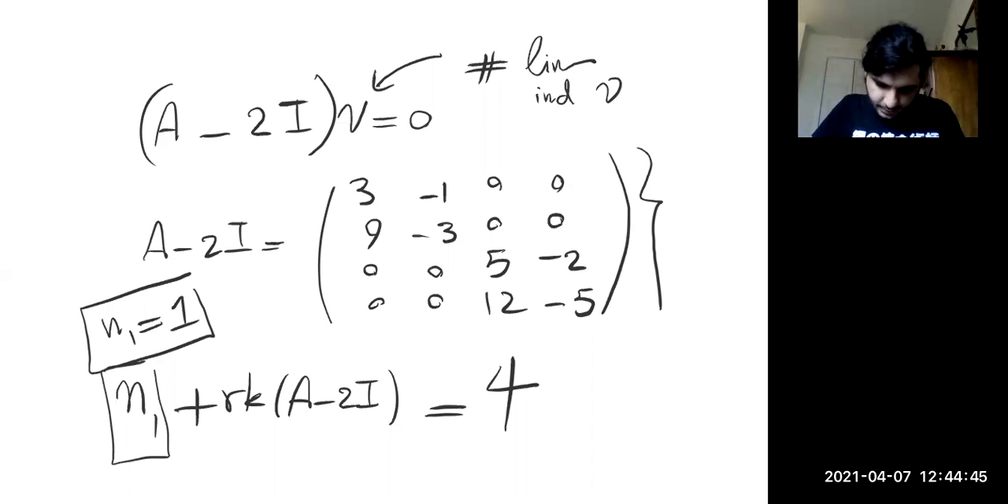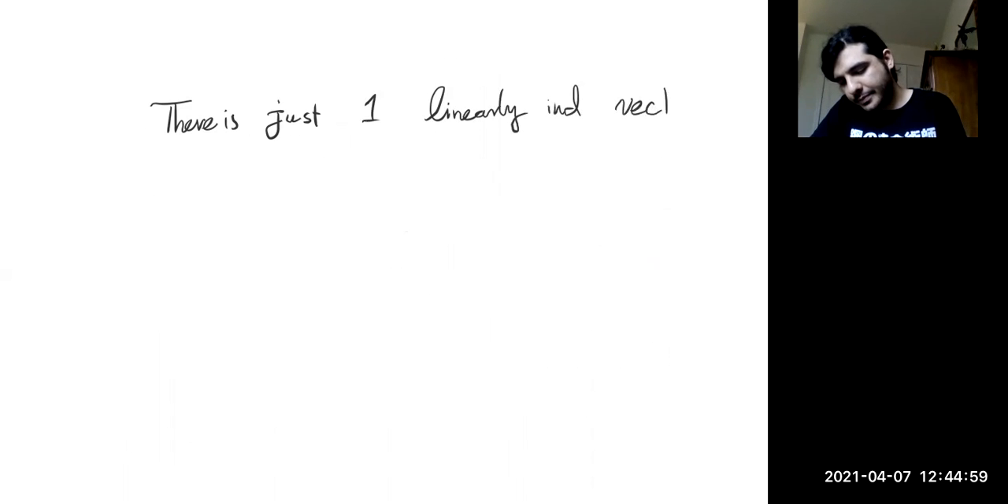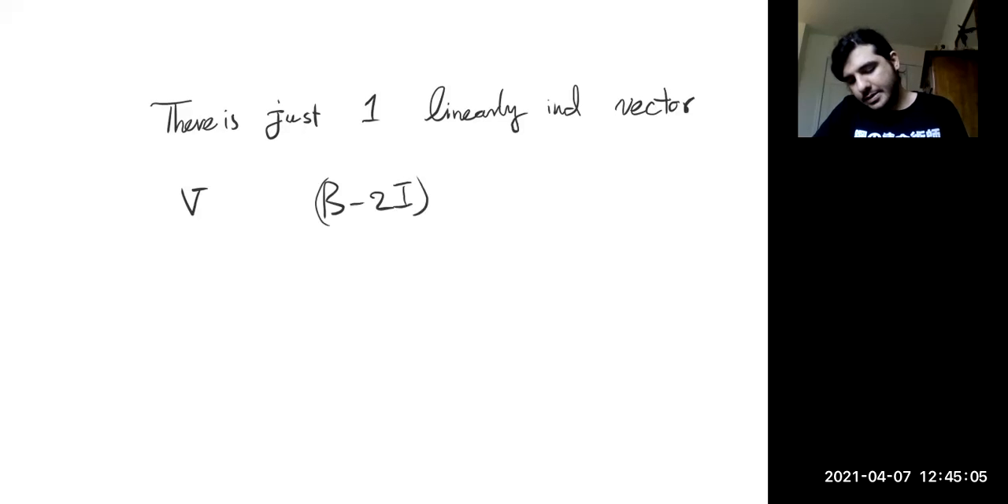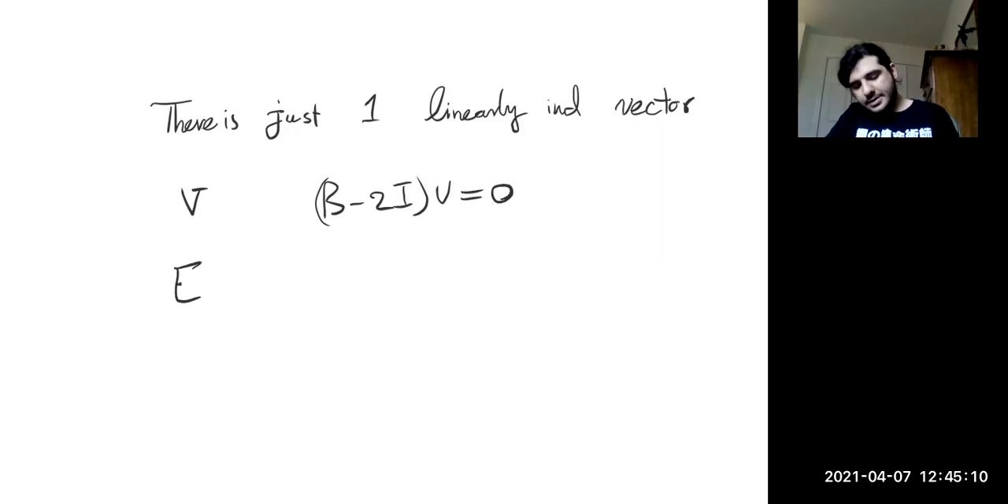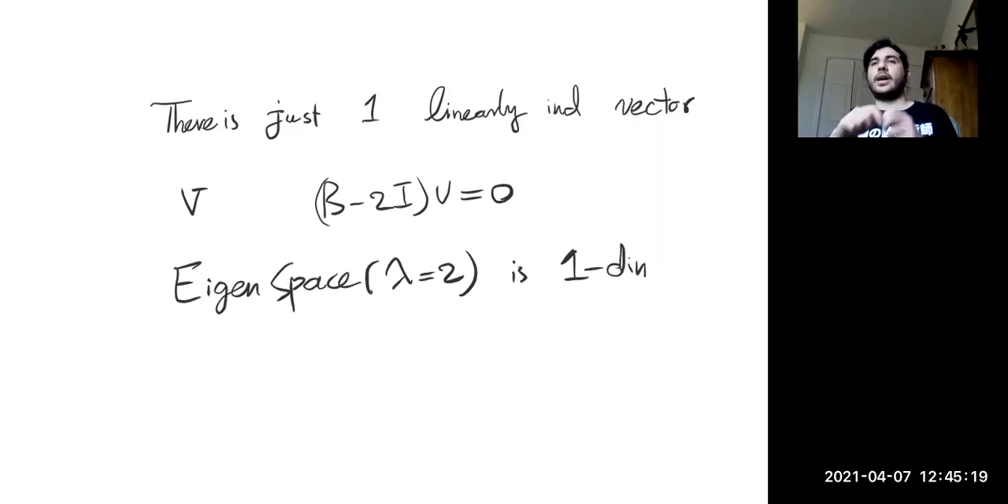So let's go to the next page. There is just one linearly independent vector V, which means V is non-zero, such that (A minus 2I) V is equal to 0. If I look at the eigenspace corresponding to the eigenvalue 2, it is one dimensional. There's just one linearly independent vector. So the eigenspace is one dimensional.